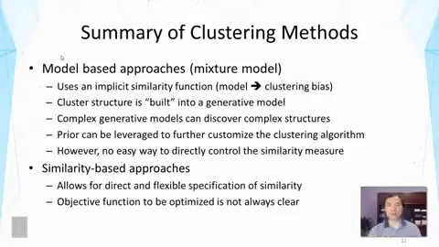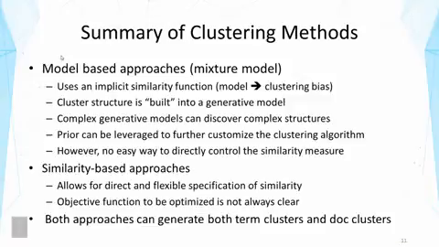We also talked about similarity-based approaches. These approaches are more flexible and directly specify similarity functions. But one potential disadvantage is that their objective function is not always very clear. The k-means algorithm has a clearly defined objective function, but it's also very similar to a model-based approach. The hierarchical clustering algorithm, on the other hand, is harder to specify an objective function for, so it's not clear what exactly is being optimized.